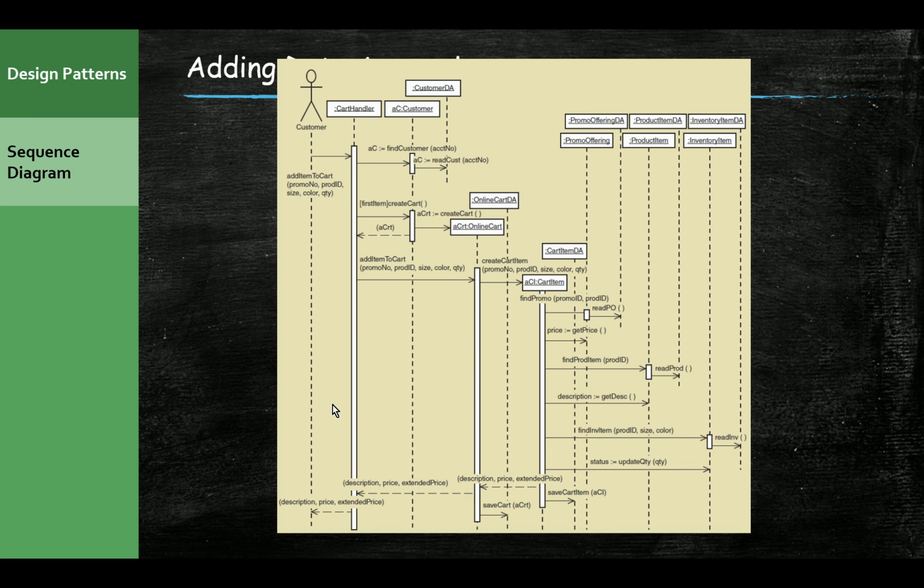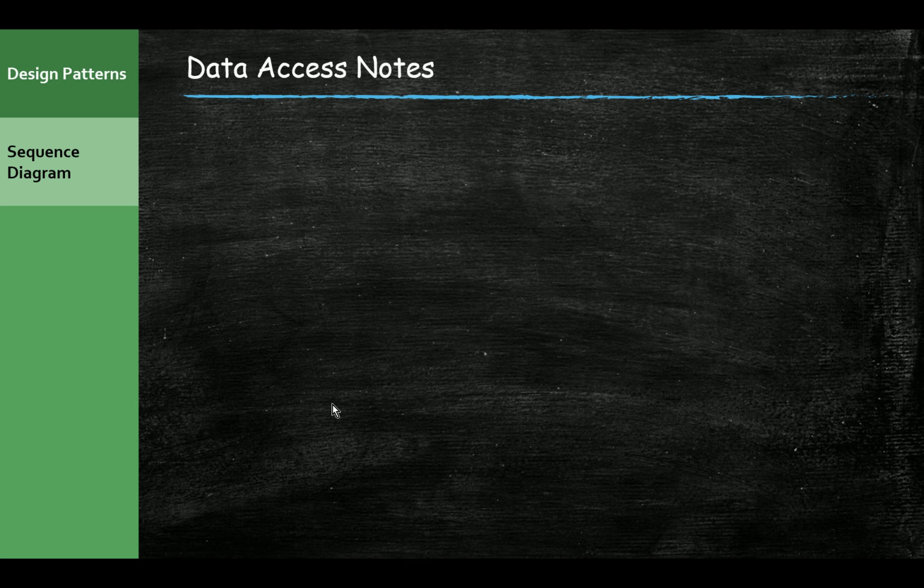So let's rewind real quick and take a look at the customer handler. Notice the customer handler, the AC customer, sends a message to customer DA, which goes and gets the customer information from the database. So that's what they're talking about there.